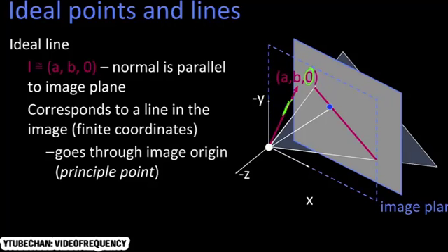Well, that's actually okay. What it means is that the plane that it defines is also going to be perpendicular to the image plane, which means it's going to go right through the origin. So the ideal line corresponds to an image line that goes through the origin, or the principal point. And that's typically in the middle of our images, but remember, your images might be offset. So an ideal point is off at infinity. An ideal line goes through the origin.